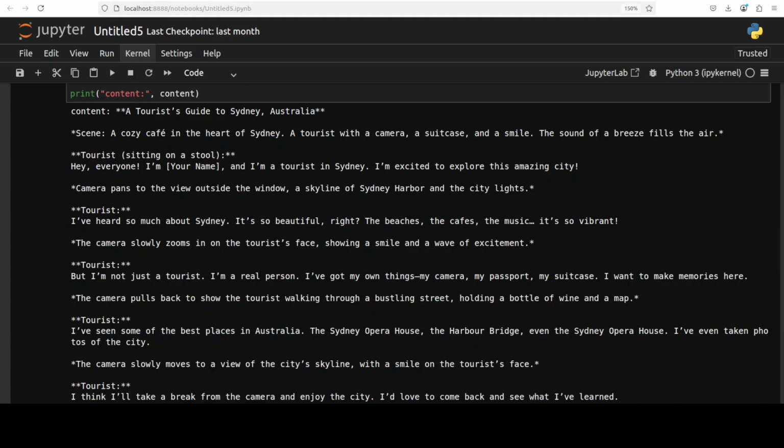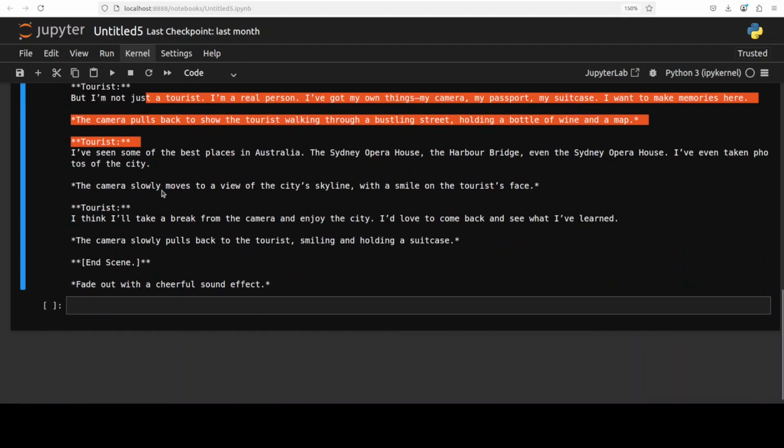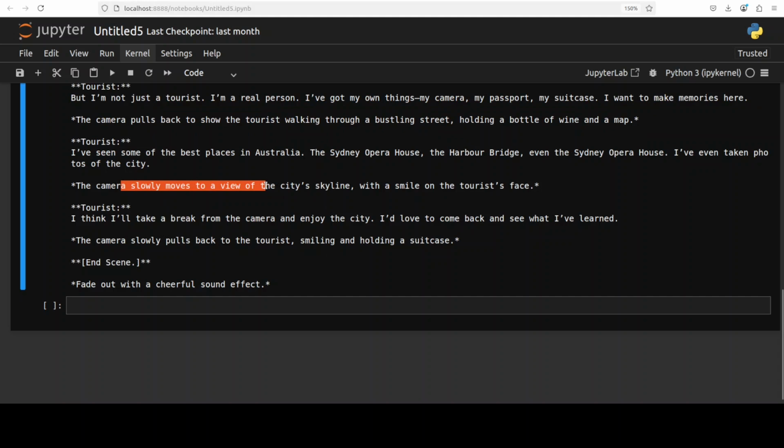Camera pans to the view, so it is falling into the script of the prompt. And then the tourist is talking here, and it says, "I'm not just a tourist, I'm a real person, I have got my own thing," so pretty okay, I would say. And then the camera is moving, it's a comedy routine, and then it says, "I think I'll take a break from the camera and enjoy the city. I would love to come back and see what I have learned." So it's not really very, very funny, but I think it has at least tried its best, I would say.